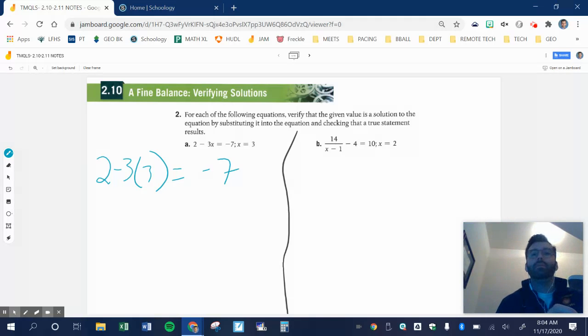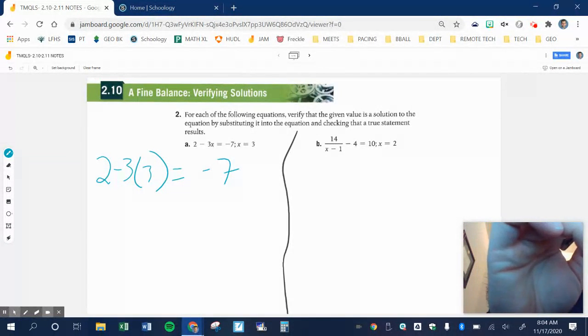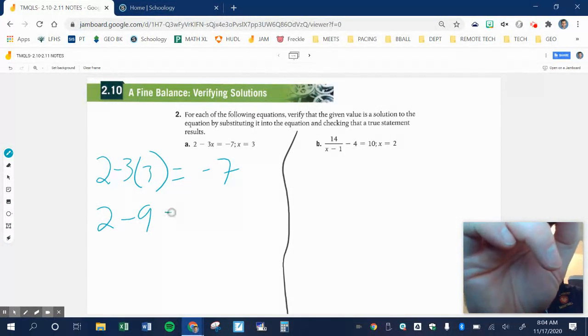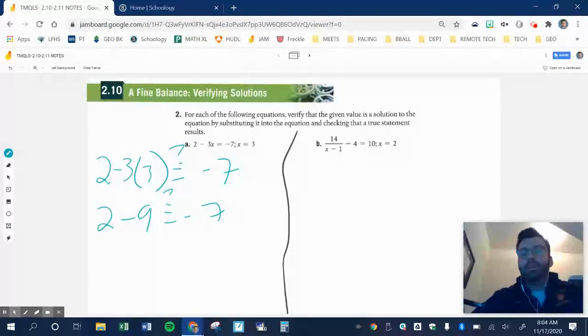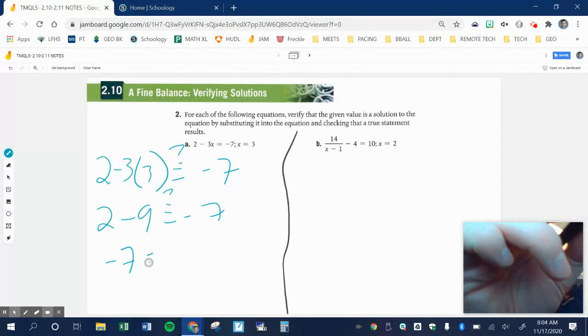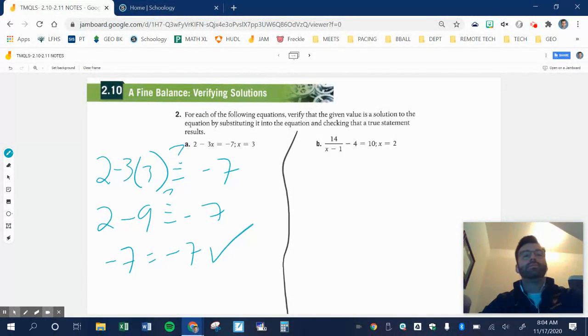It says for each of the following, verify the given solution is a solution to the equation by substituting and checking if the true statement yields the results. Well, 3 times 3, I get 2 minus 9. Does that equal negative 7? Sometimes your book will put a little question mark over the top because I keep saying, does that equal? That's what that little question mark is. 2 minus 9, negative 7 equals negative 7, so that checks out. Basically, that's all you do. You just check to make sure that it works.